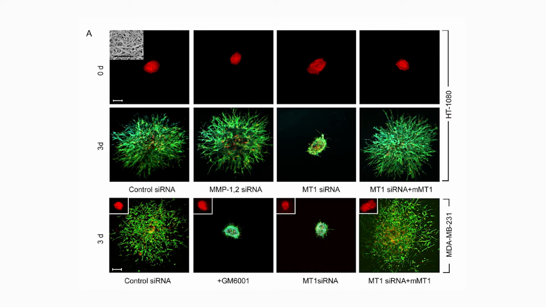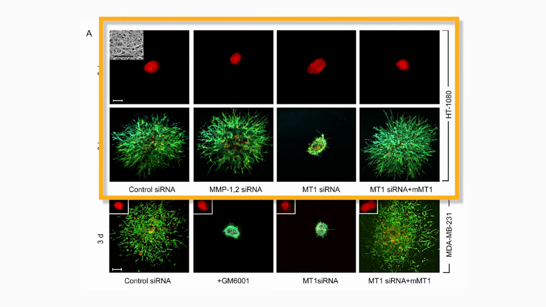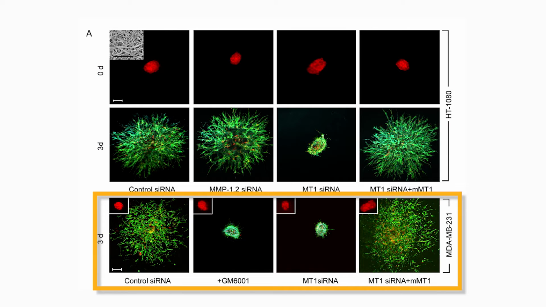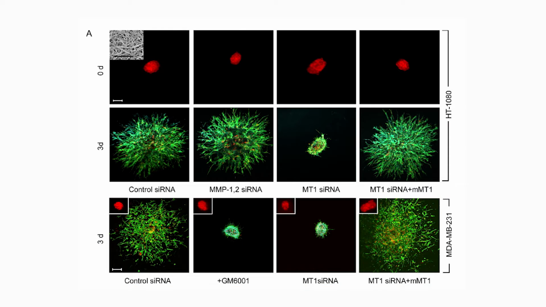So the MT1s are the ones that are membrane-bound, and the MMPs 1 and 2, which are the two others, those are in the secretory system. So for figure 1, what they've done is they've put cancer cells, specifically HT1080s, which are fibrosarcomas, and they also have another line, which is MDA-MB231, and those are a breast cancer line, a highly aggressive triple negative breast cancer line.